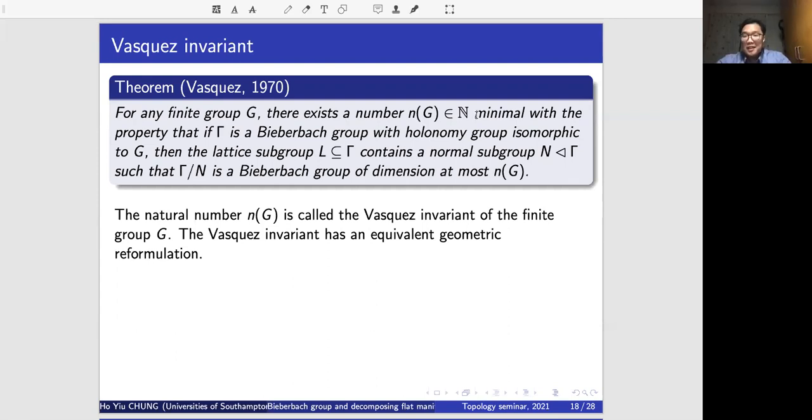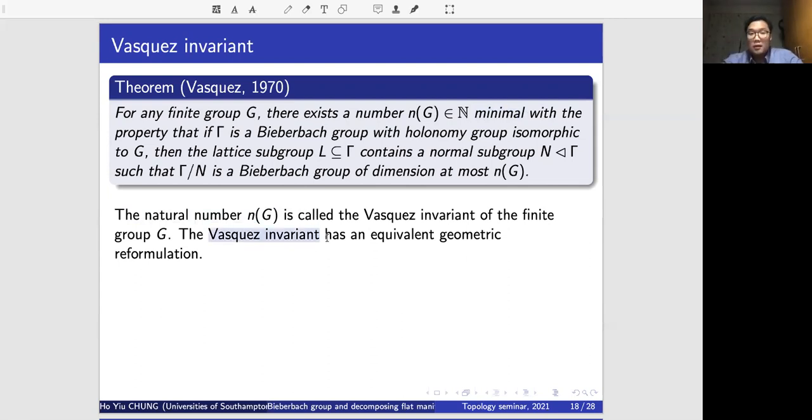So we need to take the minimal, because if you take NG to be a super large number, then the statement always satisfies. So we need to take the minimal number. And the natural number NG we'll call the Vasquez invariant for the finite group G.